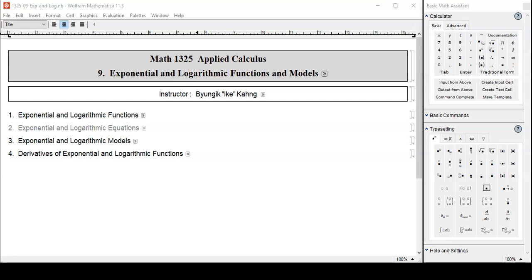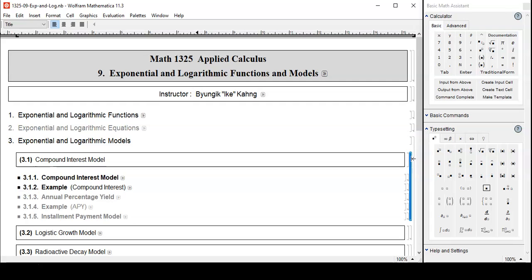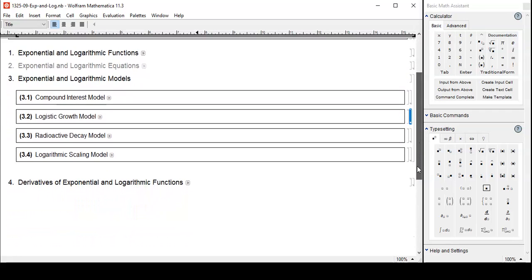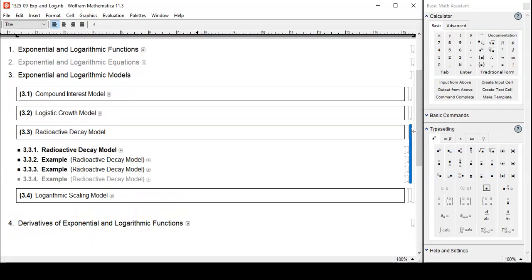Welcome back, students. Let's go back to section 3. We talked about the compound interest model and then the logistic growth model. Now let's go ahead to the radioactive decay model.